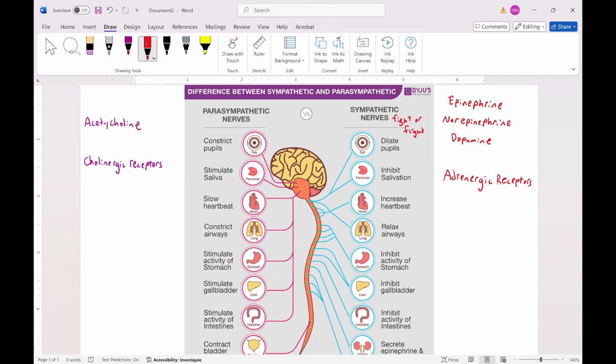We don't really need to salivate at that moment, so we're going to inhibit that salivation. That's something we need for digestion, but not when I need to fight or run away. Increase the heartbeat. That makes sense because I need more blood flow to the different areas like my muscles, my legs or my arms. I am going to relax the airways, which opens them up and allows for more oxygen to come in. I don't really need the stomach activity. I'm not digesting or resting; that's the parasympathetic side. I need blood flow to not go there and the stomach to not do anything. Same with the gallbladder, which is involved in digestion, and the activity in the intestines. We're inhibiting all of that.